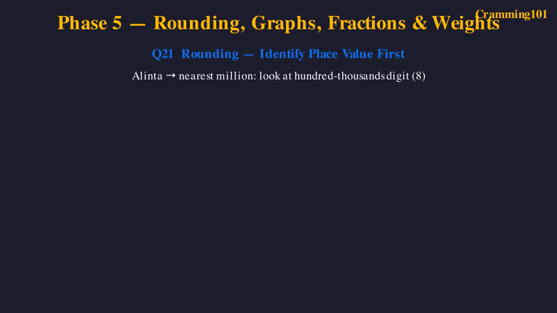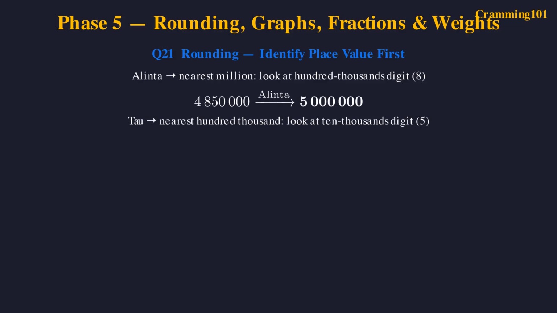Tao rounds to the nearest 100,000. To round to the nearest 100,000, look at the 10,000s digit. In 4,850,000, the 10,000s digit is 5. Since 5 rounds up, Tao gets 4,900,000.